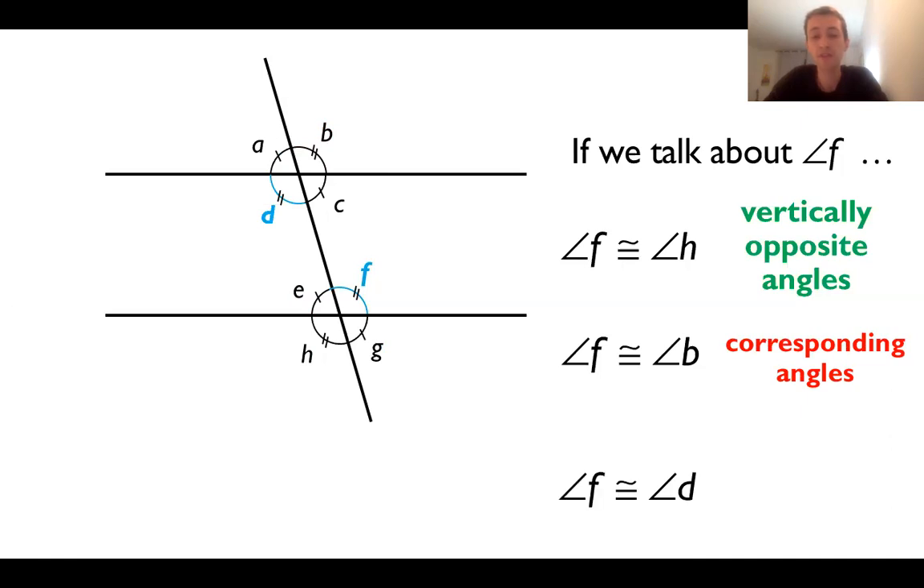And finally, F and D are also the same, but here they're alternating sides. F is on the right, D is on the left. They're both on the interior side of the parallel lines, so we are going to call these alternate interior angles.